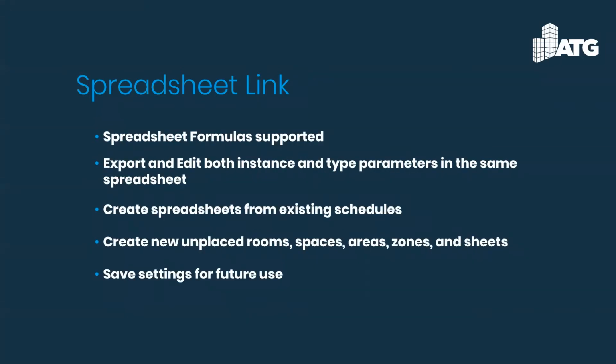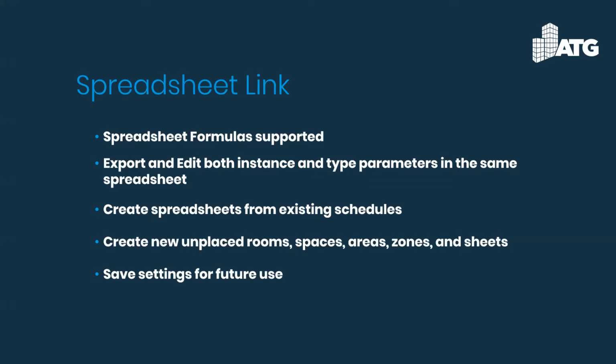So some big key features of Spreadsheet Link is that it does support formulas. So you can incorporate those formulas into your spreadsheet. You can understand why this would be super useful and be able to apply it to the model. You can export and edit both instance and type parameters in the same spreadsheet at the same time. You can create your spreadsheets from schedules that you've already made in the model. Maybe you've got some good schedules that you like using in your Revit template. You can go ahead and export those schedules and already have those parameters ready to be manipulated.